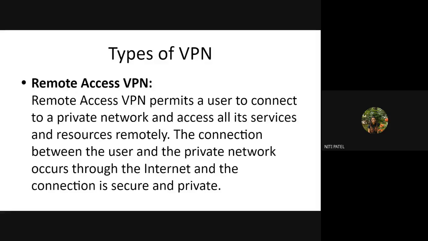What does it do? Remote access VPN permits a user to connect to a private network and access all its resources and services remotely. The connection between the user and the private network occurs through the internet, and the connection is secured and private. Why is it secured and private? Because it is a VPN. Now, let us take an example that an employee is out at an outstation, at some location where he is not able to get good network connectivity. So he will try to connect to the company's private network.